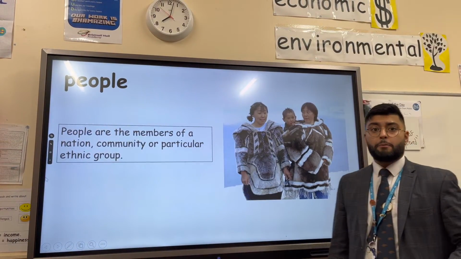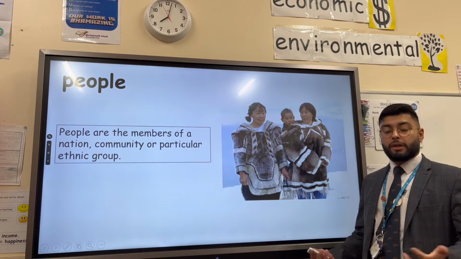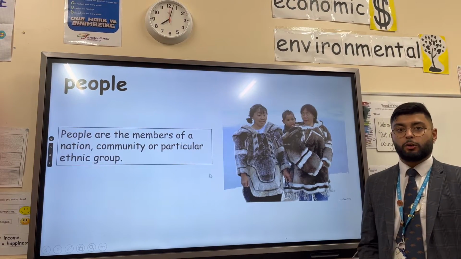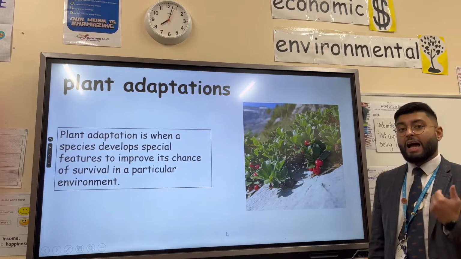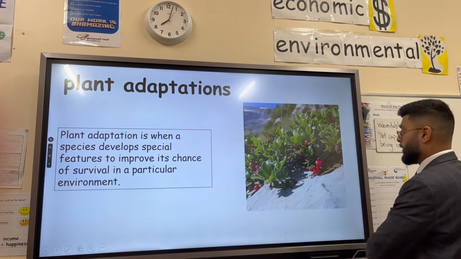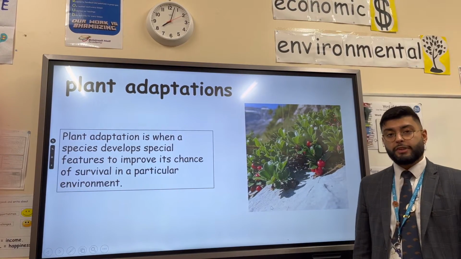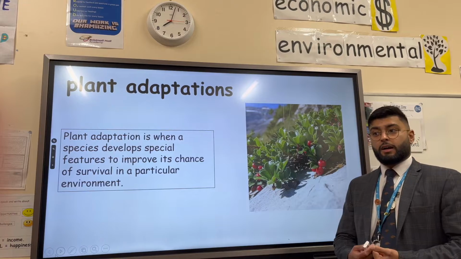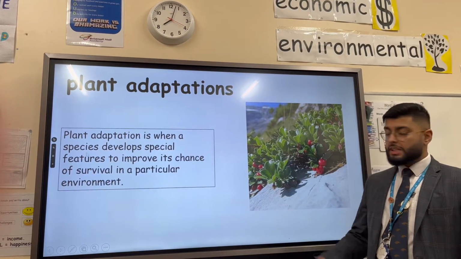People, so people are members of nations and communities, and as well as protecting the environment in cold environments, we also need to remember that lots of indigenous people live in cold environments, and we need to look after their interests too. Plant adaptation, so when we're talking about an adaptation such as this bearberry, it's when it develops special features so that it can survive or cope with the physical characteristics of its environment. So it's suited to the environment.